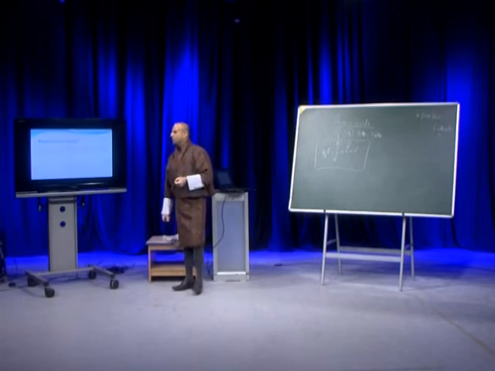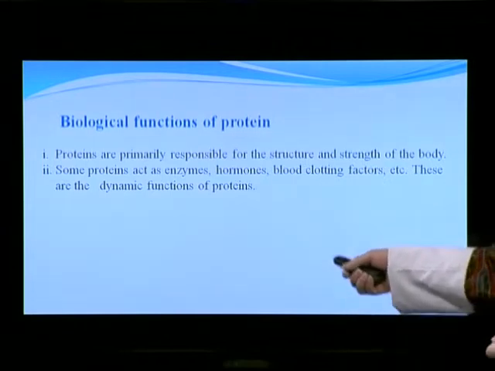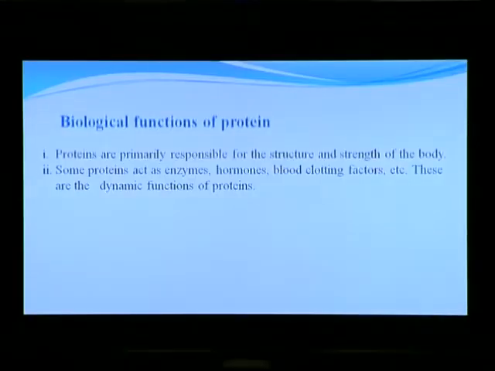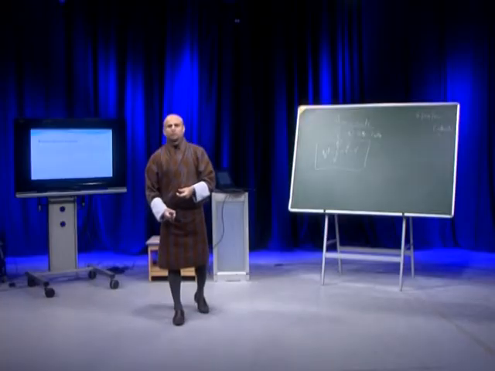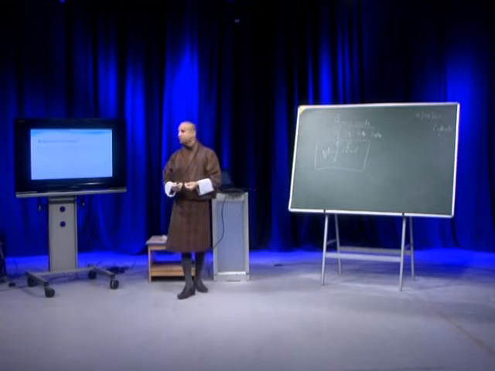Now, the second one: some proteins act as enzymes, hormones, blood clotting factors, etc. These are the dynamic functions of proteins. Let's say in our mouth we have salivary amylase, and all these enzymes are made up of proteins. So one of the main functions of protein is to make enzymes, hormones, blood clotting factors, etc.